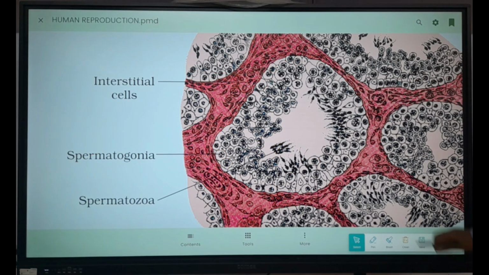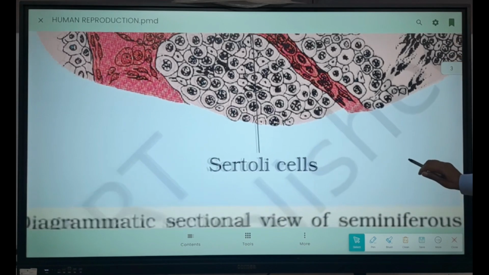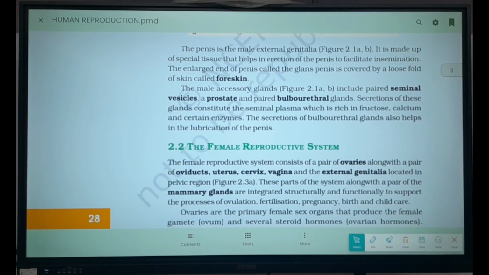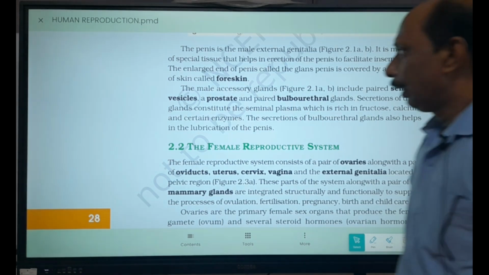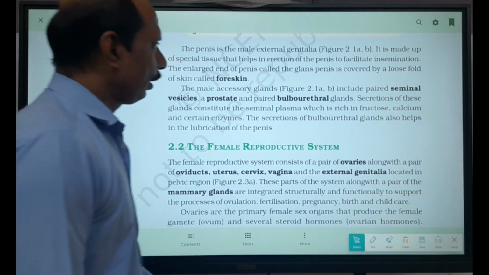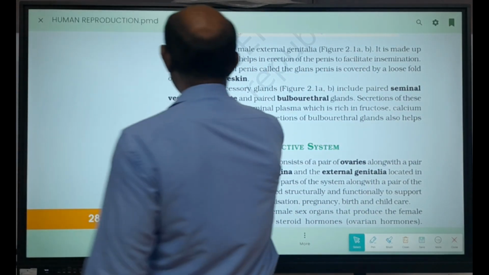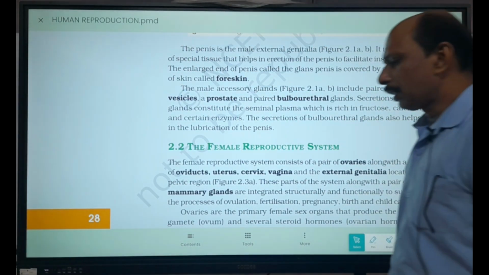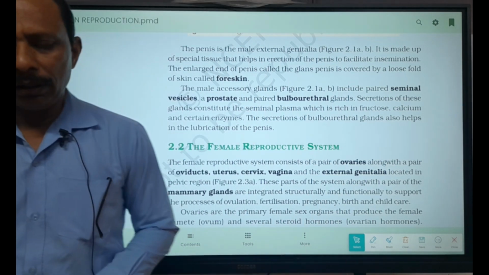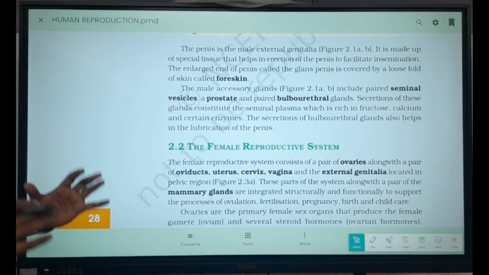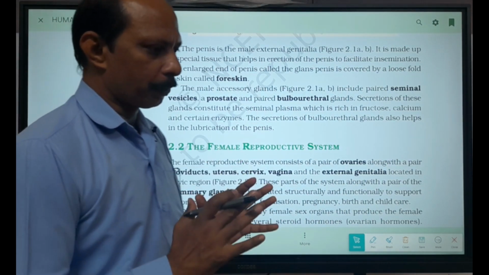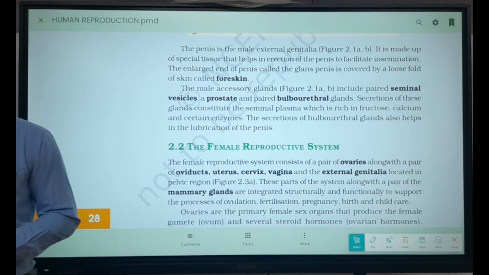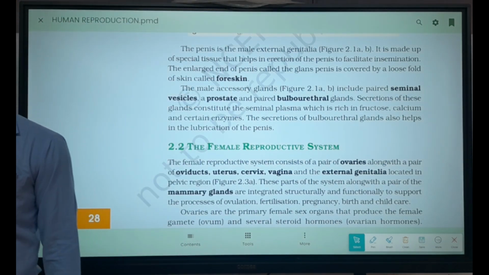Okay. Now come to the last part, the external genitalia of the male. The penis is the male external genitalia. It is made up of special tissue that helps in erection of the penis to facilitate insemination. Special tissue means erectile tissue, right? Two circular masses of tissue are present, called corpora cavernosa and corpus spongiosum, right? These two.